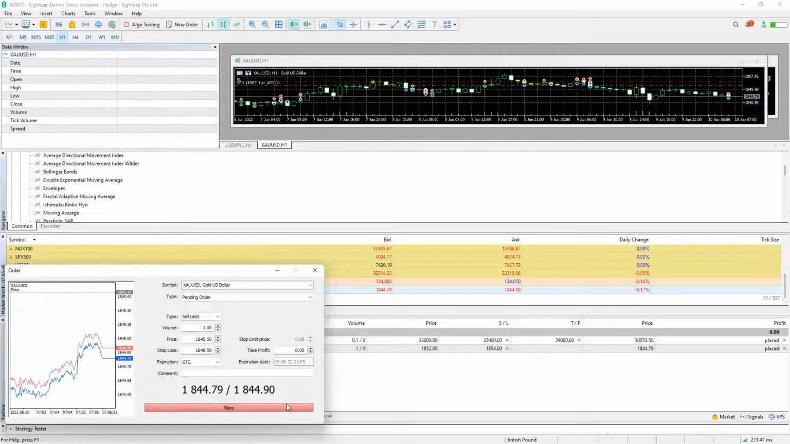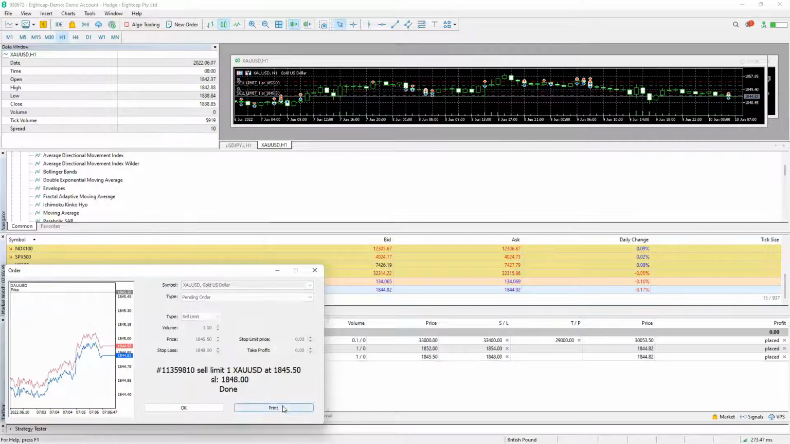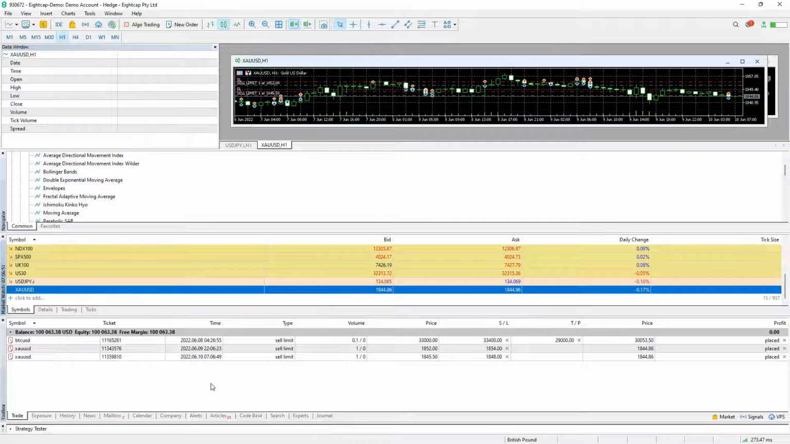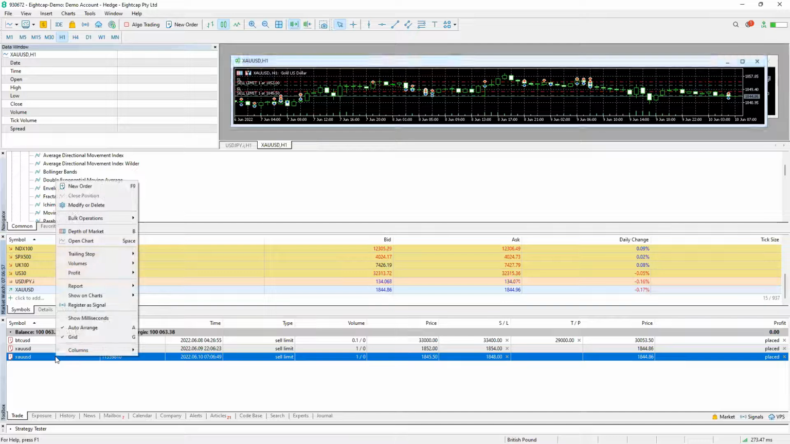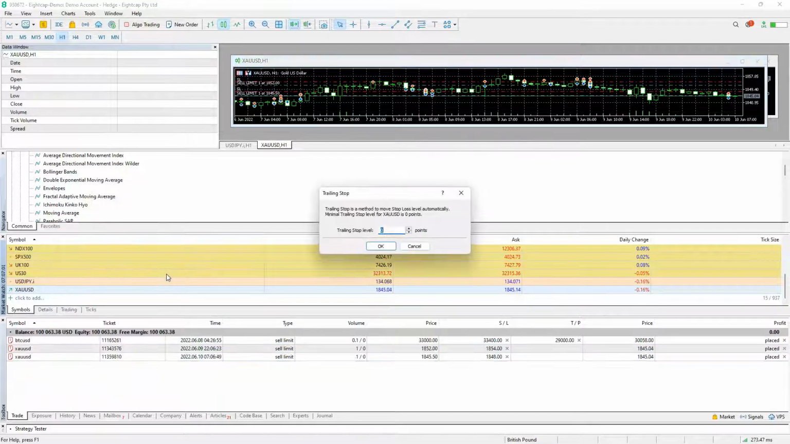And I'm not going to do a take profit. Why am I not doing a take profit? Let me show you. I'm going to put that on right there. Instead of doing a take profit, I'm going to find the one that's right here, and I'm going to do a trailing stop loss. I'm going to do a custom one, and I'm going to do it at $1.20.